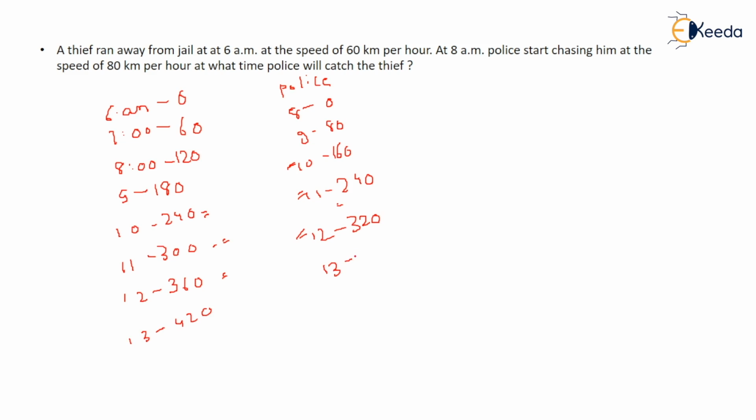And at 13:30 police will be at 400. Still the thief is 20 kilometer away. Then at 14 the thief will be at 480 kilometer. And at 14 police will be at 480. Means at 14, what does that mean? If you see in the clock, 14 means 2 p.m. At 2 p.m. police will catch the thief. Okay, these two things match.